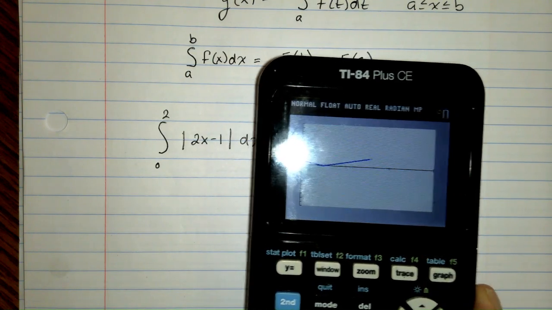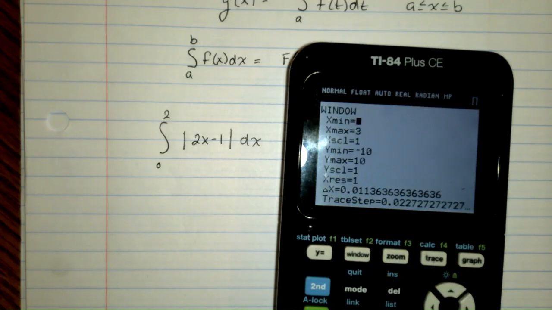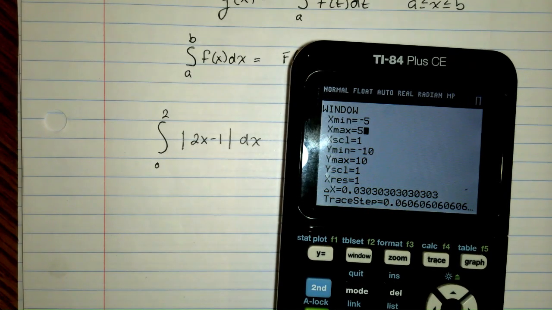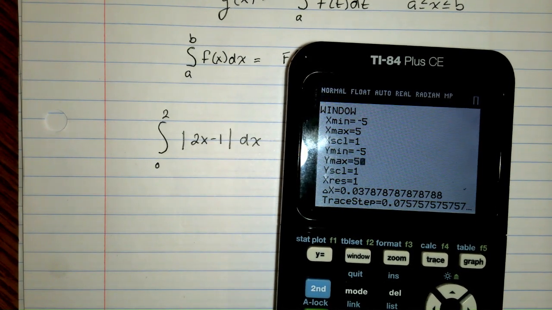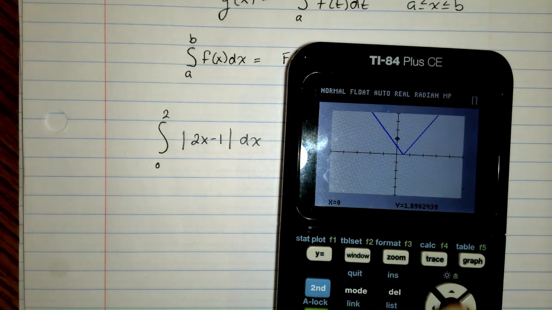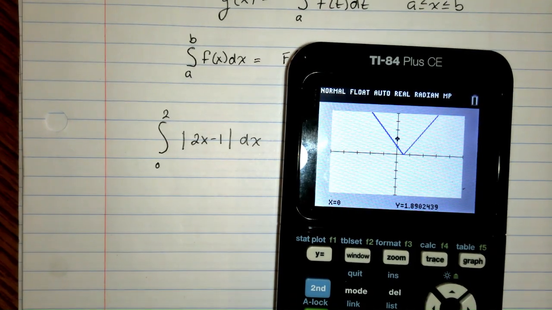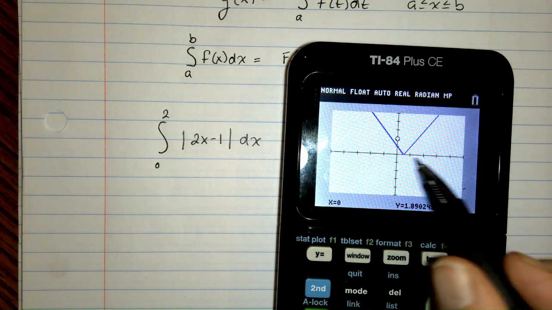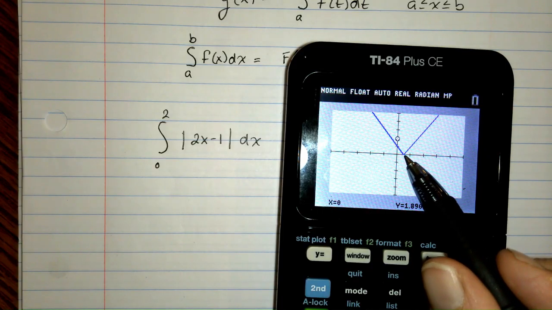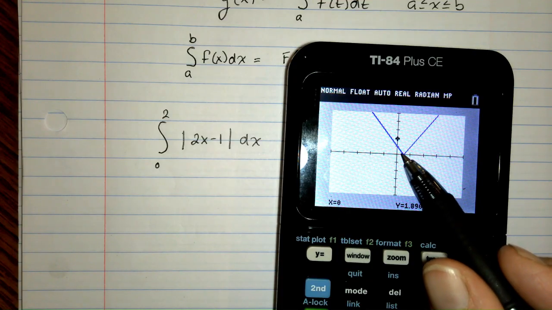If we were to graph this thing, we can see that it has a V. Let me check that window out. We'll go negative 5 to 5. Let me turn the brightness up on this a little. There we go. So we're supposed to be going from 0 to 2, but we see it's continuous, but it's not smooth. See that abrupt change right here?